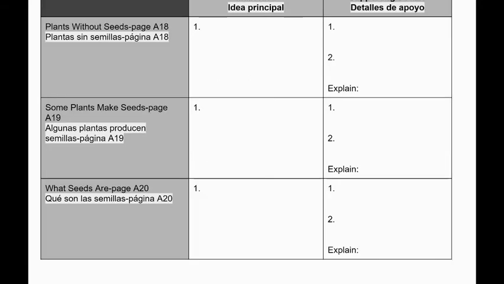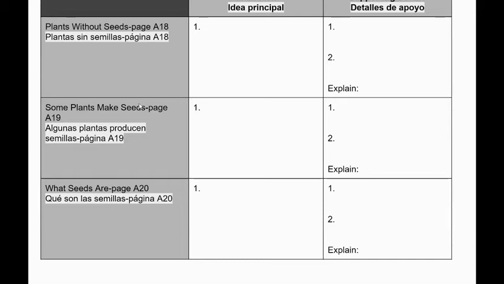Here we can see the table for main idea and supporting details. We've used this table before for other texts. We have 3 sections we're going to look at. First, we need to look at page A18, where it talks about plants without seeds. I want you to find the main idea using complete sentences and write it here, and then tell me 2 different details from the text that support your main idea and explain how they support the main idea.